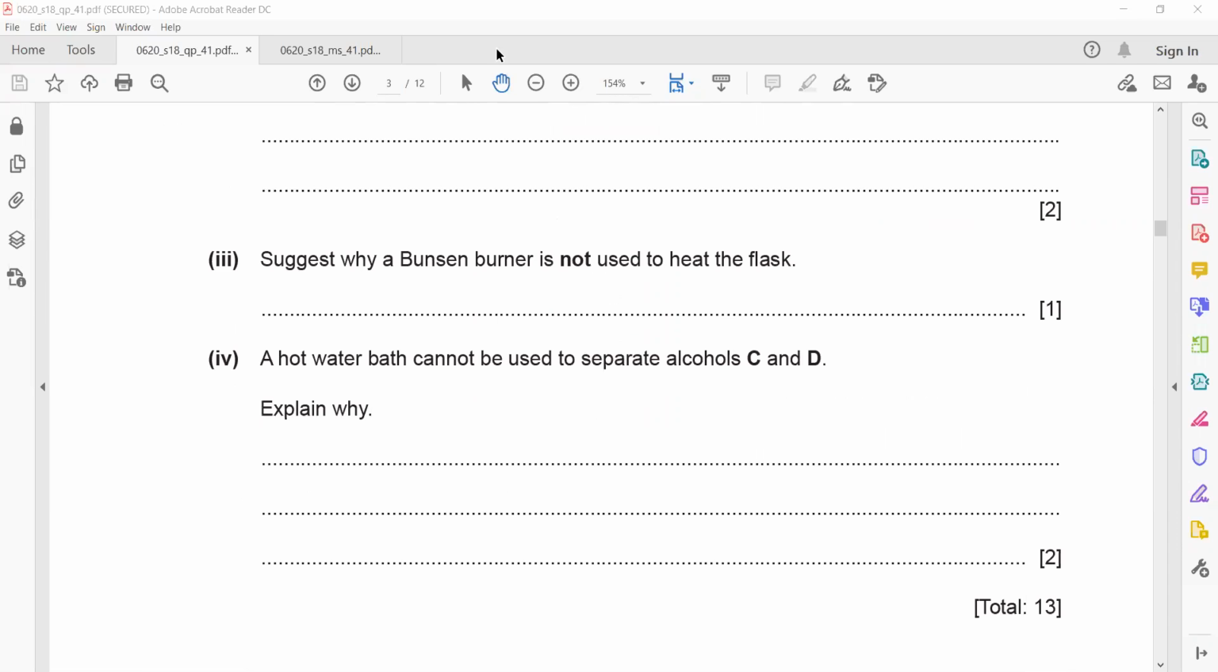So a hot water bath cannot work. Why will it not work? Because the boiling points of C and D are more than 100, so they cannot be vaporized by a water bath.